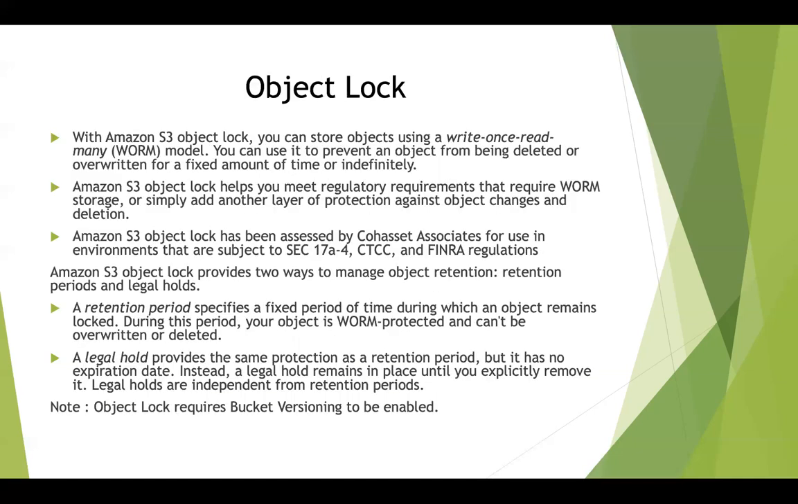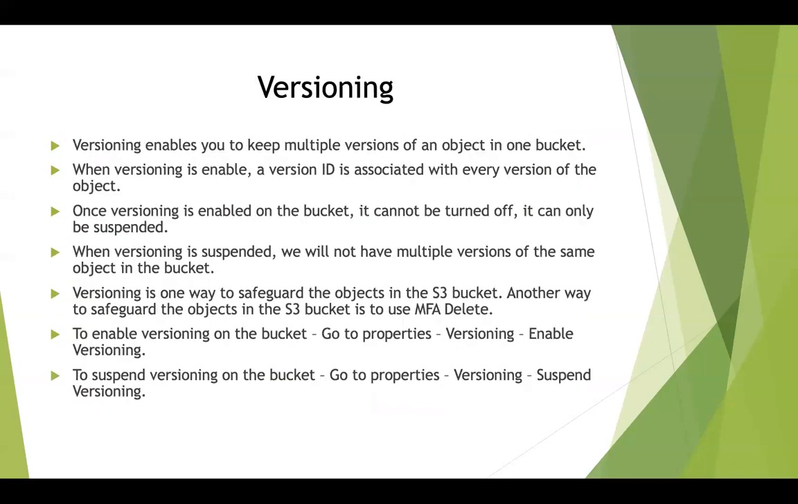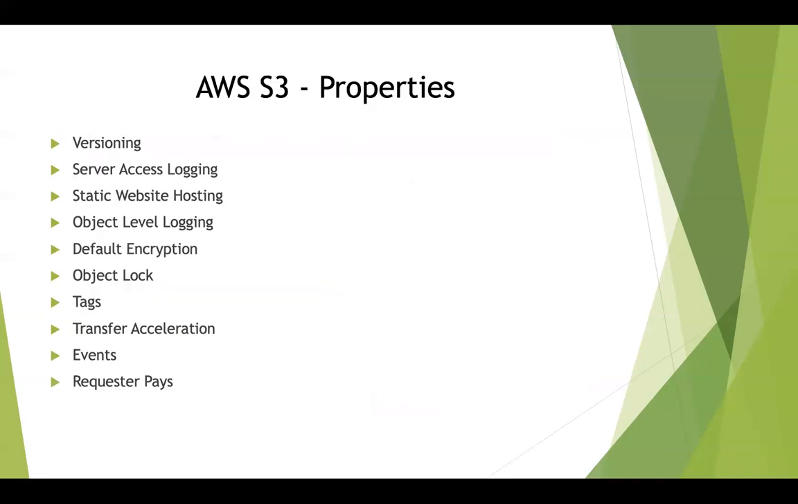So today we are going to concentrate on the other five. The other five properties are object lock. We will start with object lock, and then we will move on to transfer acceleration. We will look at events. We will also look at requester pays, and then there's one more thing that I'm missing. Yes, we will also look at how tags help us in terms of cost allocation.